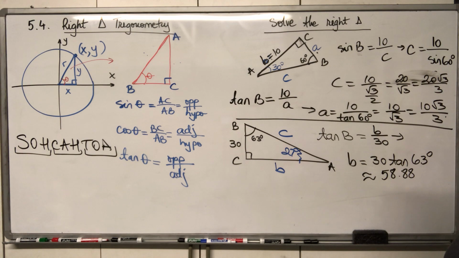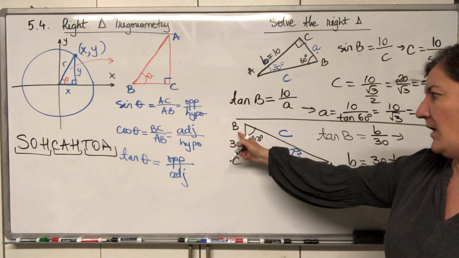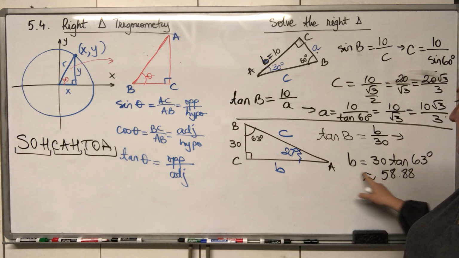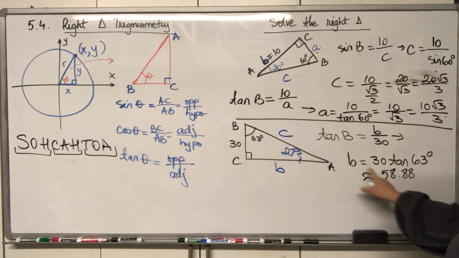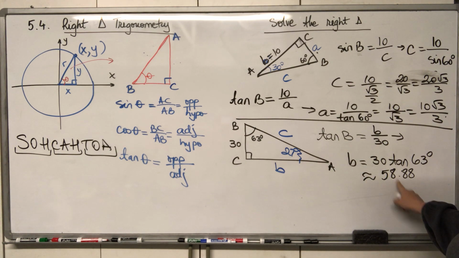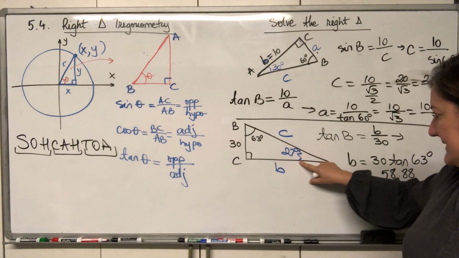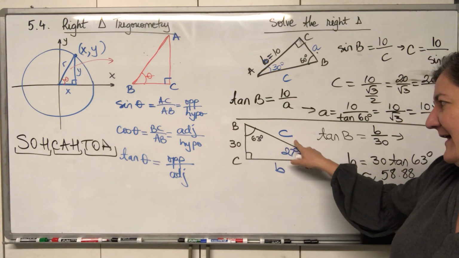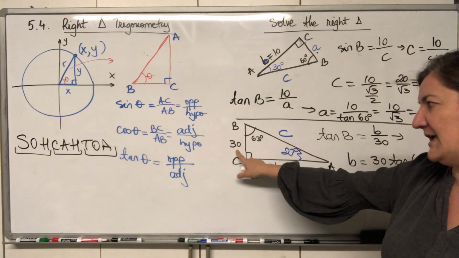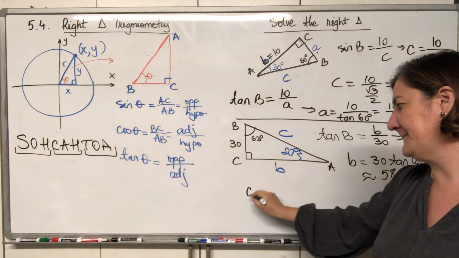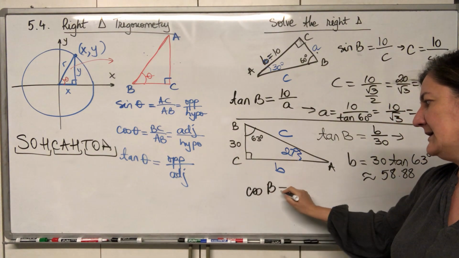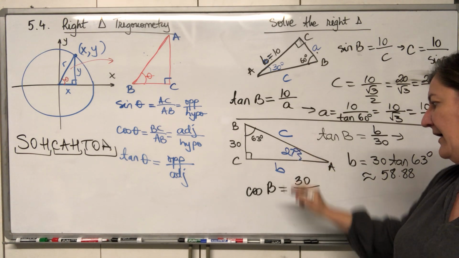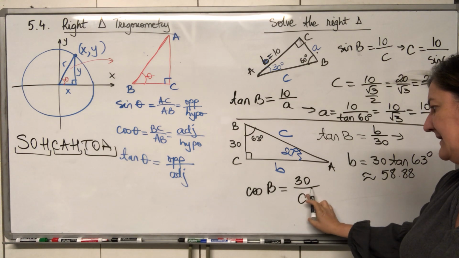And then how do I find side C? Again, you could use angle A. It's an exact value. It's really not a big deal. I would not use anything that involves side B because we already got this by approximation. But I'm going to challenge myself and just use angle B and this adjacent side to find C. So hypotenuse, adjacent side, and this angle, that's a cosine. So cosine of angle B is the adjacent side to it, which is 30, divided by the hypotenuse, which is C.